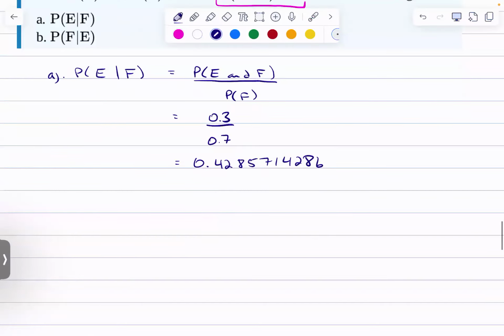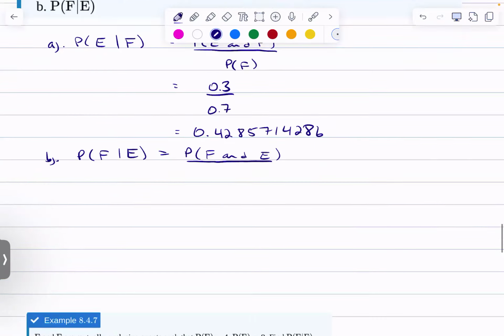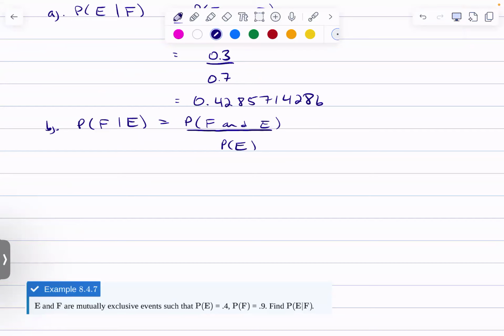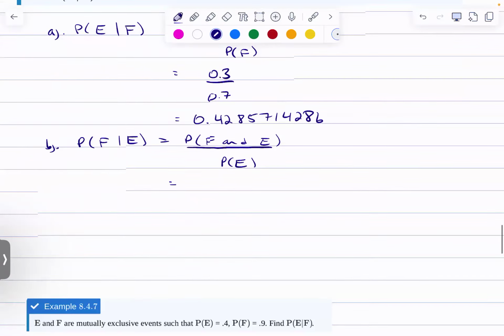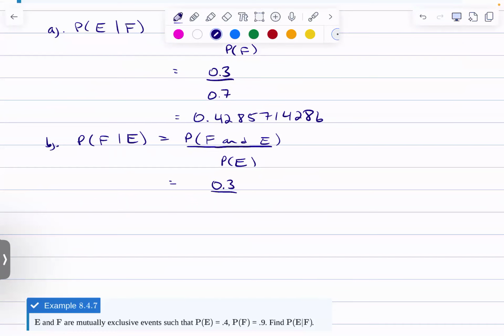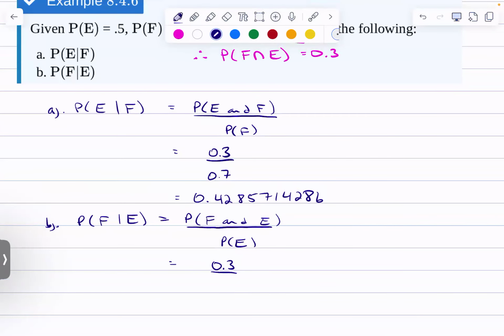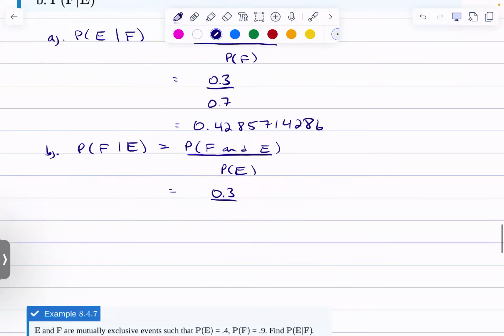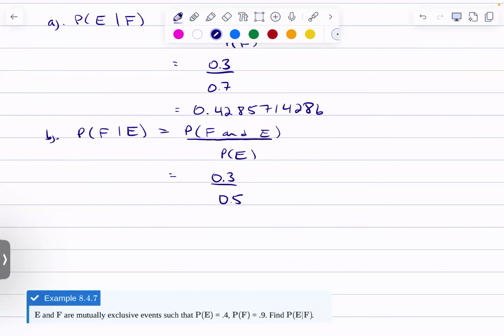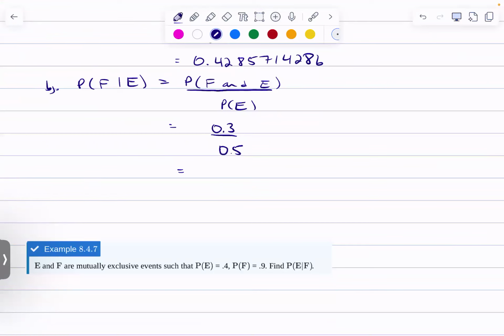So then I can use the equation for part B. The probability of F given E is the probability of F and E over the probability of E this time. Probability of them happening together is still 0.3, but the probability of E is 0.5. 0.3 divided by 0.5, I get a beautiful 0.6.